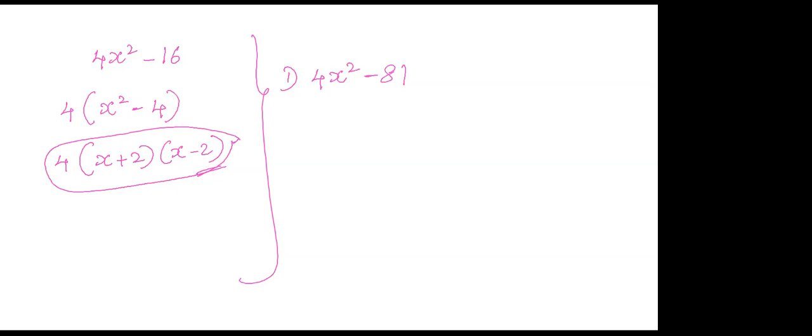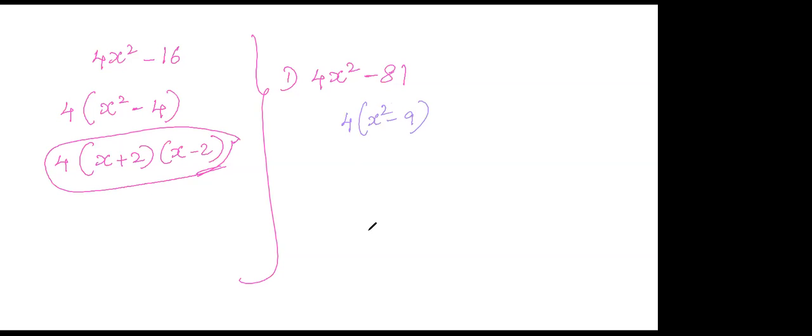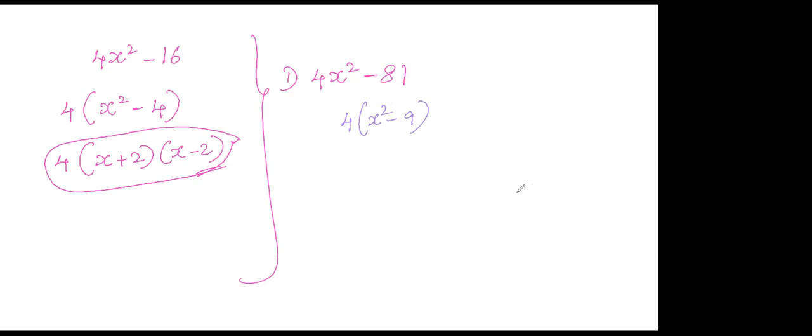Sir, it could be 4 bracket x square minus 9. You mean to say this? Yes. But how come 4 is the common factor here? Because we can't divide 81 by 4, right?